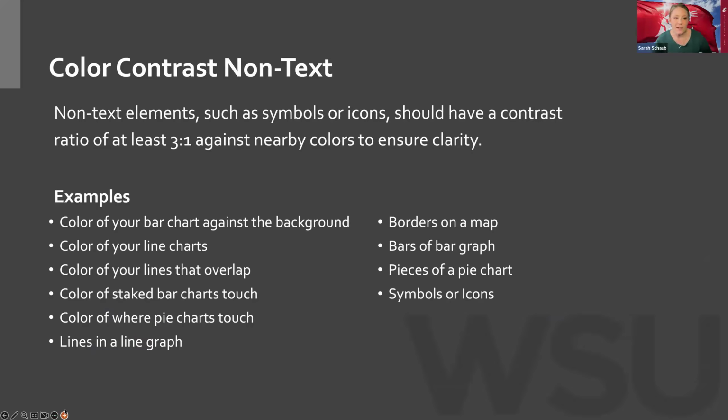So color contrast for non-text elements. Non-text elements such as symbols or icons should have a contrast ratio of 3:1 against nearby colors to ensure clarity. Some examples include the color of your bar chart against the background, color of your line charts, color of your lines that overlap, color of stacked bar charts that touch, color of where pie charts touch, lines in a line graph, borders on a map, bars of a bar graph, pieces of a pie chart, symbols and icons. And we've got some good examples coming up here so you can see what I'm talking about.